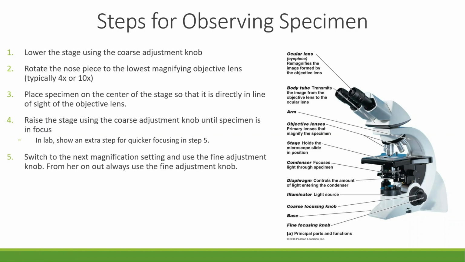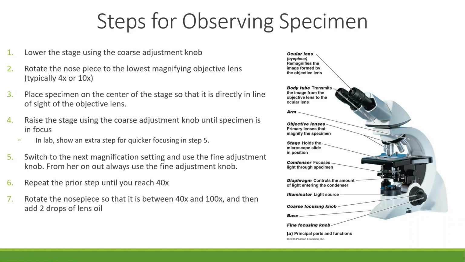And that is to switch to the next magnification setting up. And from there on out, because we're working with such minute changes in the stage, you want to only use the fine focusing knob. If you touch that coarse knob, you're going to bring it so far out of focus that you might not know where to go to get it back in focus again, believe it or not. Then after you get it into focus, you're ready to repeat these steps again for the next magnification, or 40x on most microscopes.